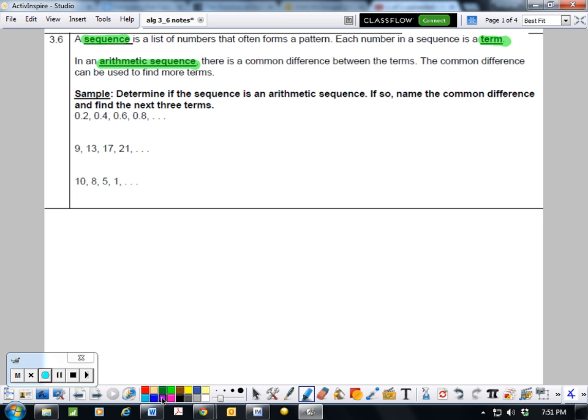So we're going to go ahead and look at these examples and determine if the sequence is an arithmetic sequence. So we're looking for a common difference. We're looking at what we're adding each time and deciding if it's an arithmetic sequence or not. So when I'm looking at my first term to my second term, it looks like I'm adding 0.2. And then I add 0.2. And then I add 0.2. So this is an arithmetic sequence because I'm always adding 0.2 to get to the next value.